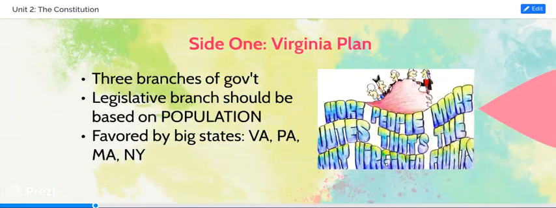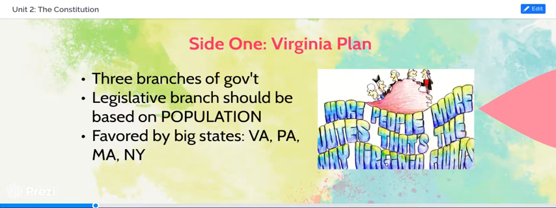So side 1 is the Virginia plan. This issue splits the 55 founding fathers into big states and small states. The states in the middle are like, we don't really care, just figure it out. So bigger states are like, listen, here's the plan. We have 3 branches of government: legislative, executive, and judicial.